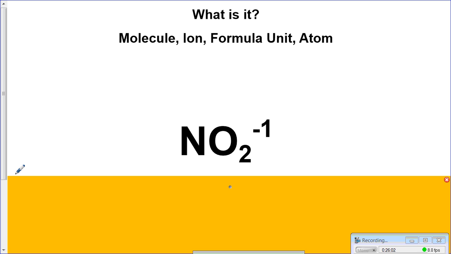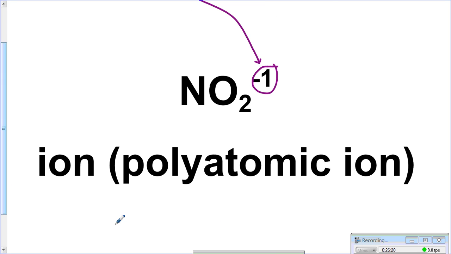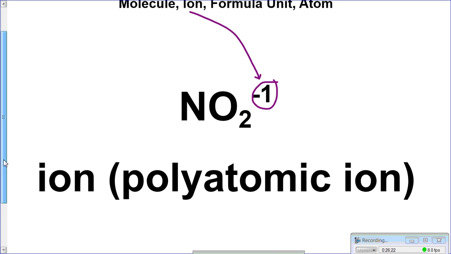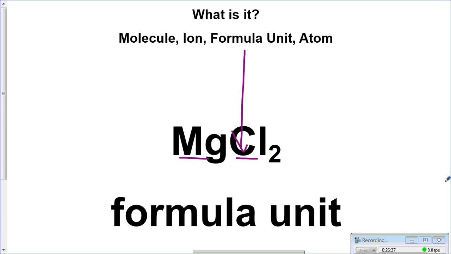Right, next, NO2 -1. This -1 right there tells me that I have a charge. Charged particles are called ions. This is a special kind of ion. This is a polyatomic ion because it has more than one atom in the ion. Okay, remember polyatomic ions, covalently bonded groups of atoms, and they have a charge. MgCl2. Well, Mg is a metal. Cl, non-metal, so MgCl2, metal, non-metal, metal, non-metal. That is a formula unit, okay? So, look there and we're good.